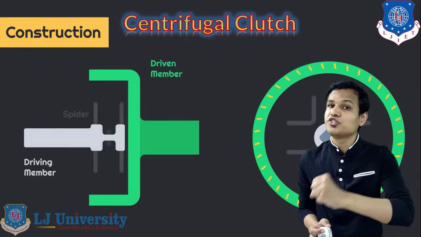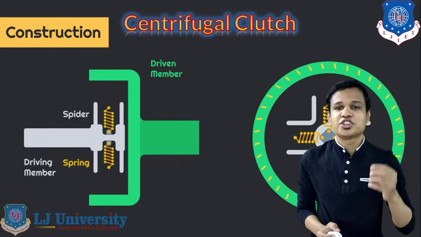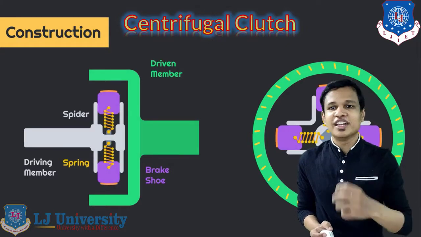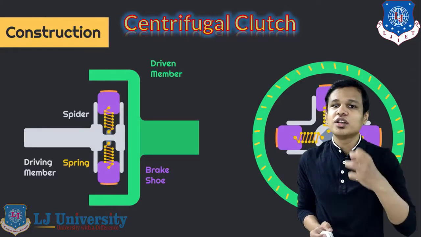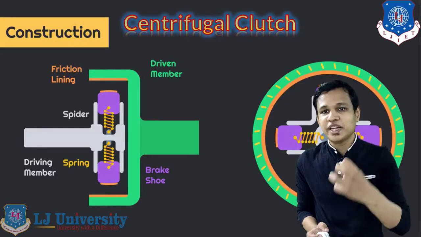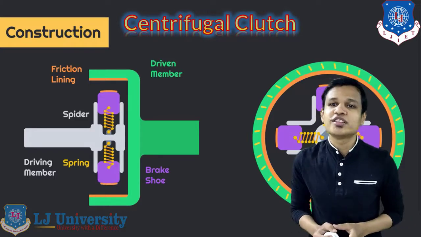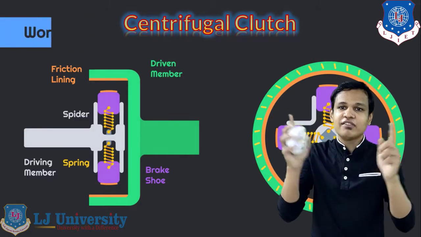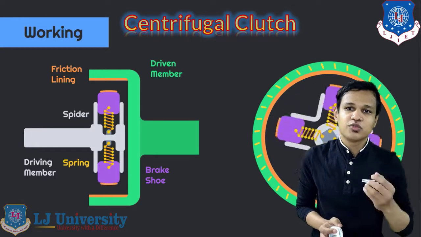What type of clutch is used in an automatic transmission? That is known as a centrifugal clutch. According to its name, it works on the centrifugal principle. Whenever the vehicle is moving or whenever the speed is more, the centrifugal force is applied on the weights that are connected in the engine, and those weights will fly because of the centrifugal force.